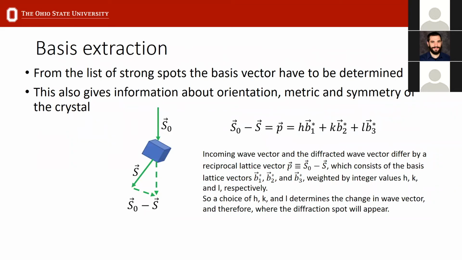So you usually use a list of very strong diffraction spots. What you do is, labeled with S0, that's the incoming wave vector, and labeled with S, that is the diffracted wave vector. They differ by the reciprocal lattice vector P. And the reciprocal lattice vector P consists of the basis lattice vectors B1, B2, and B3, weighted by the integer values h, k, and l. So a choice of h, k, and l determines the change in wave vector, and therefore where the diffraction spot will appear. And once you know that, you know the orientation of your crystal, and you can also identify the symmetry of your crystal.